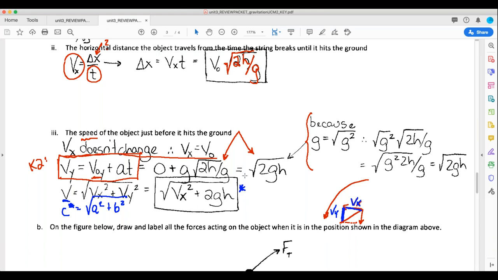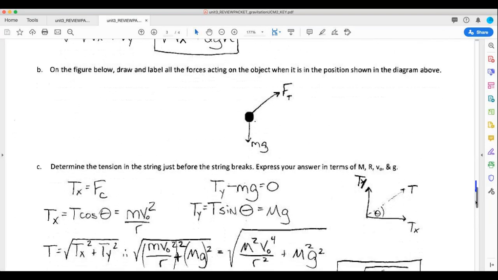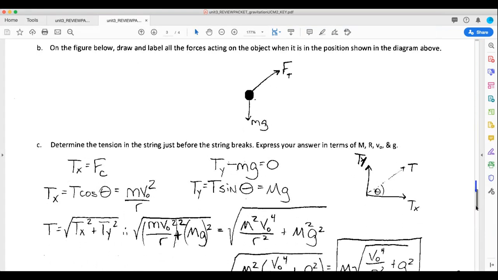Again, getting this reduced properly is just some algebra. I tried to make some explanations over here, but follow it along if you can, and if you can't, I wouldn't spend my time worrying about that stuff. Let's take a look at part B, which is the first time that UCM comes into play. So part A is really just all kinematics questions.